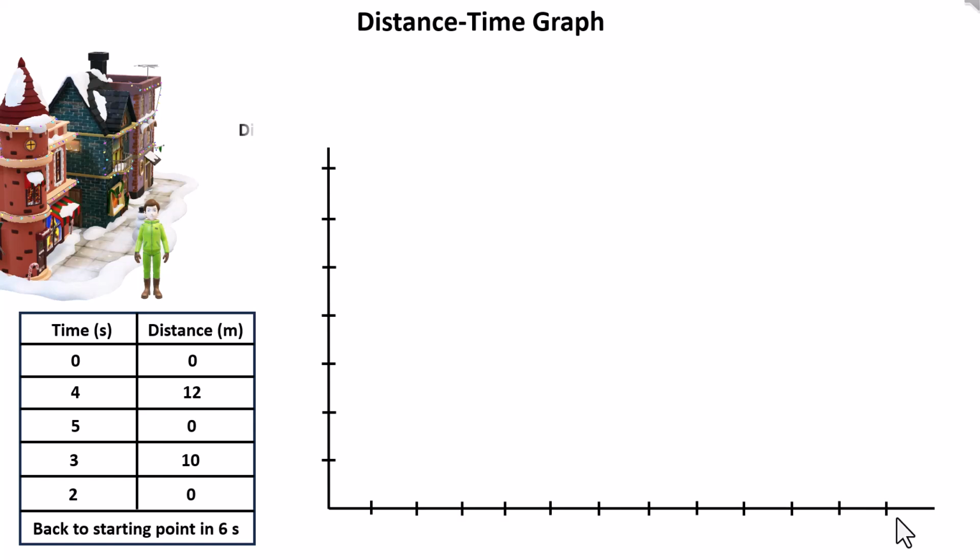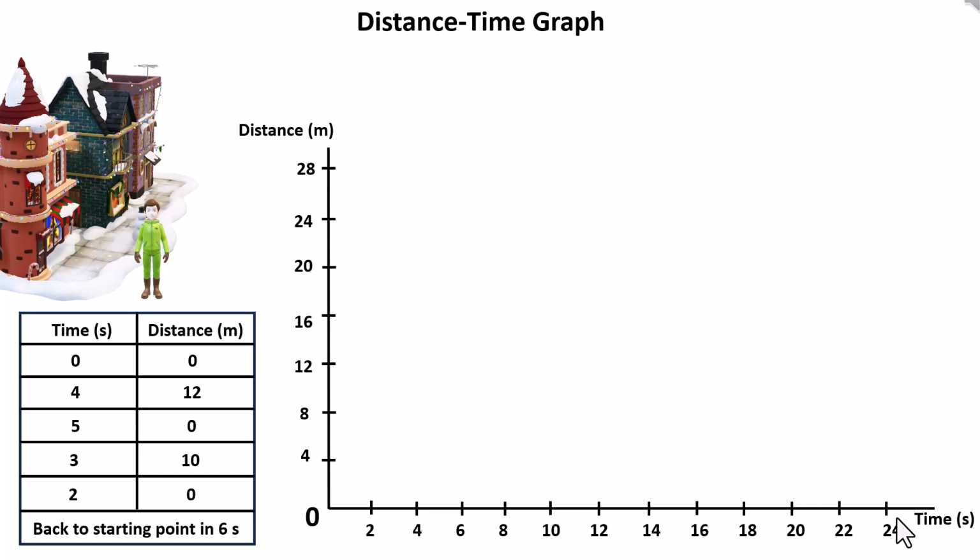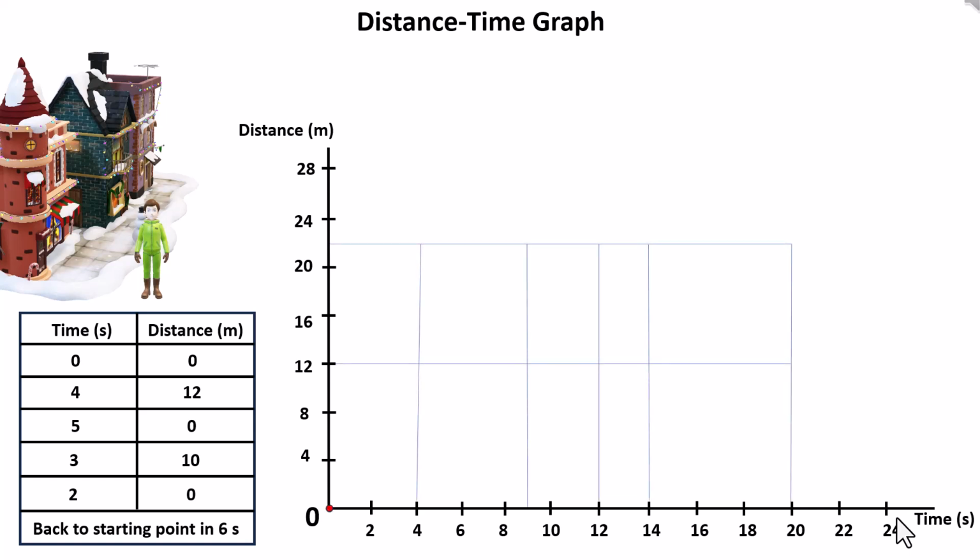A distance time graph in physics helps us to plot or graphically represent how the position or distance of an object keeps changing with respect to time. So in this video, I'm actually going to teach you how to really do that, as simple as possible.